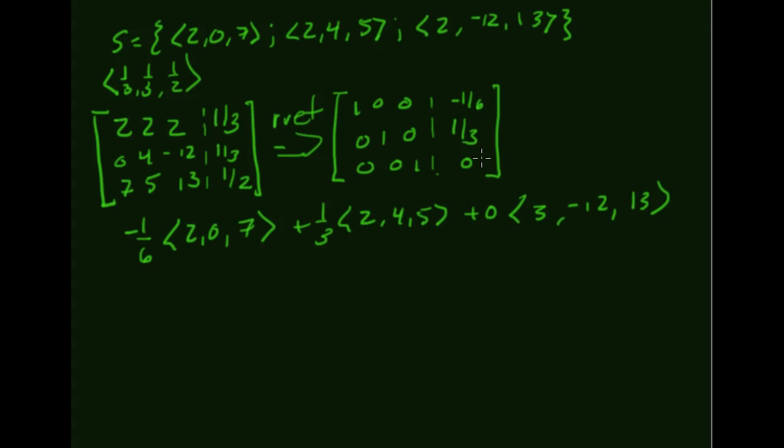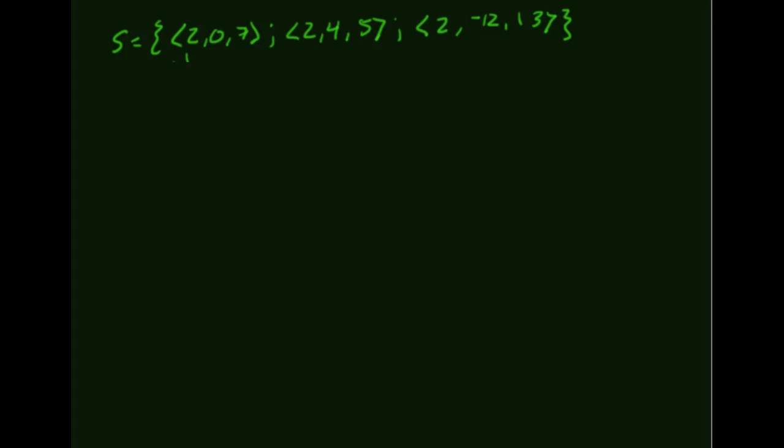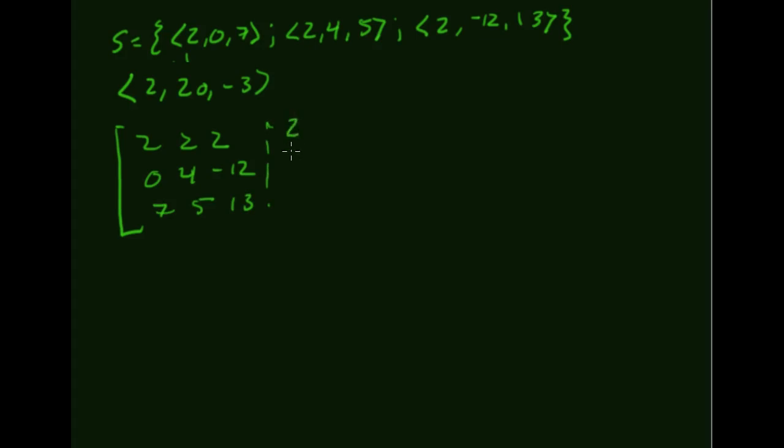So let's look at part C. Part C is a similar problem again, but now we want to come up with (2, 20, -3). So again, I build that same matrix: 2, 2, 2, 0, 4, negative 12, 7, 5, 13. And now I throw in there 2, 20, negative 3. We apply Gauss-Jordan.